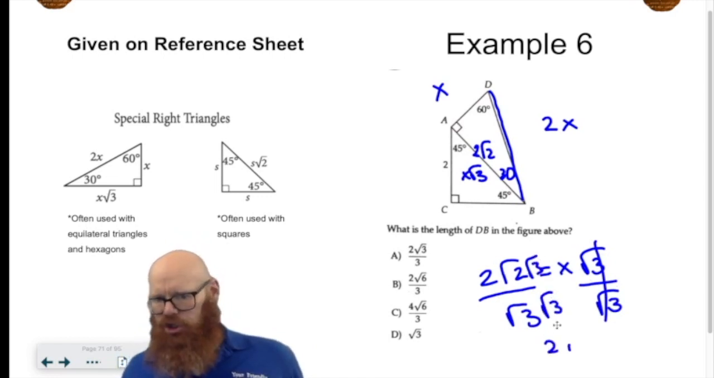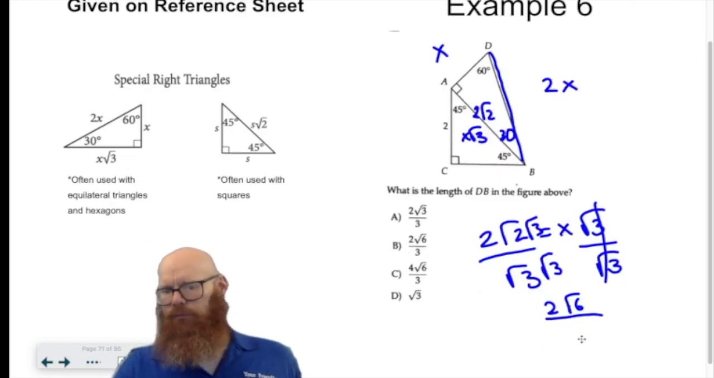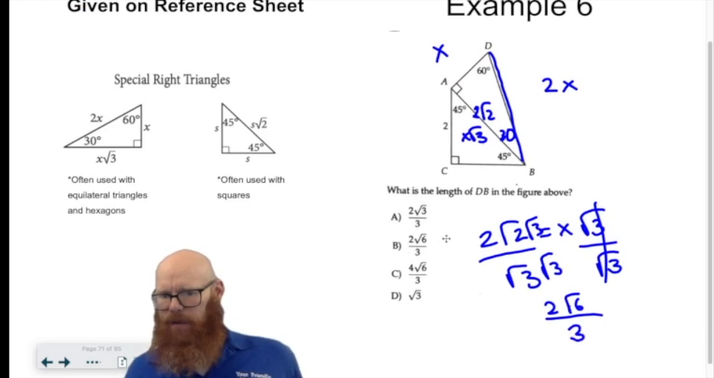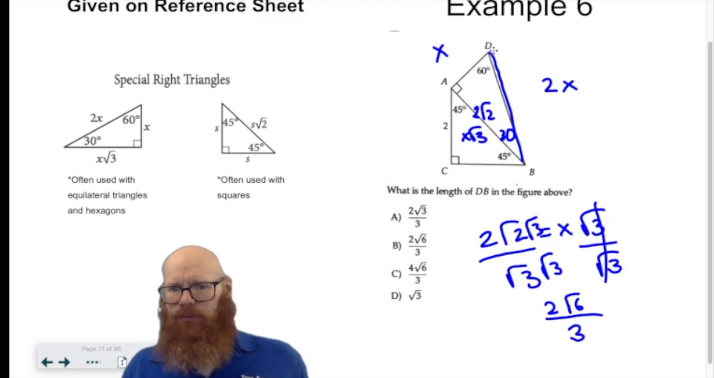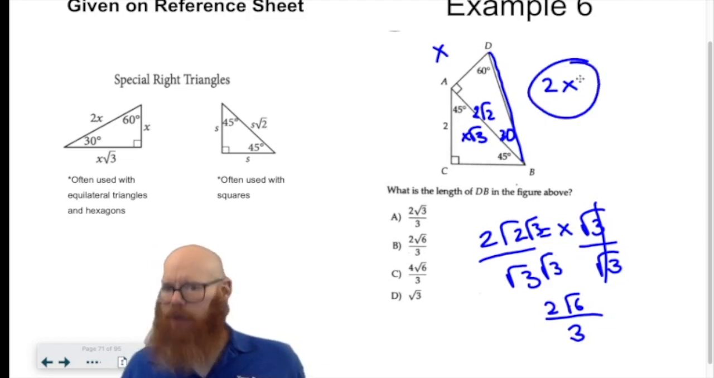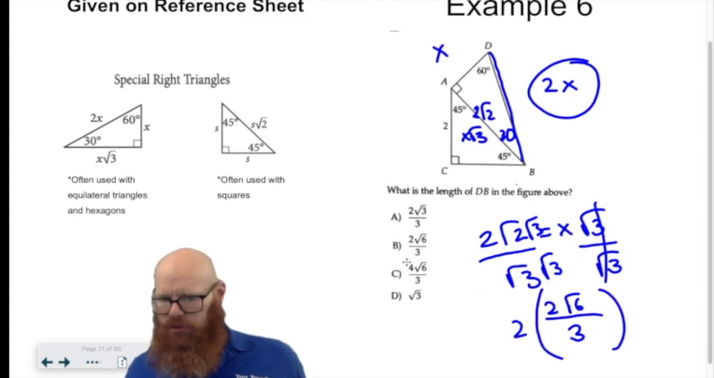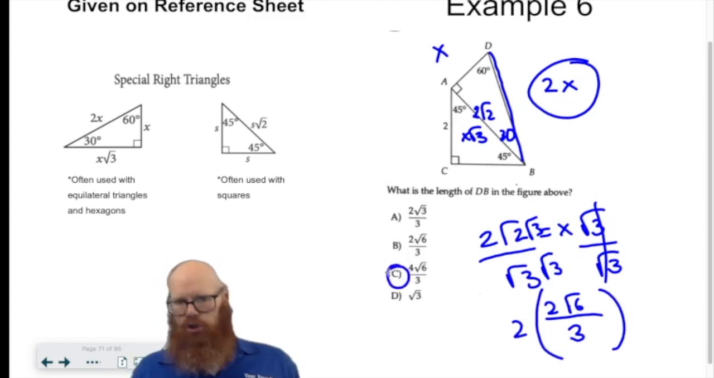So this gives us 2, root 2 times root 3 is root 6, and root 3 times root 3 is 3. So 2 root 6 over 3 is x. But that's not what they ask for. They ask for DB, which is 2x. So that means I can double this, and that's just going to give me 4 root 6 over 3, which is answer choice C.